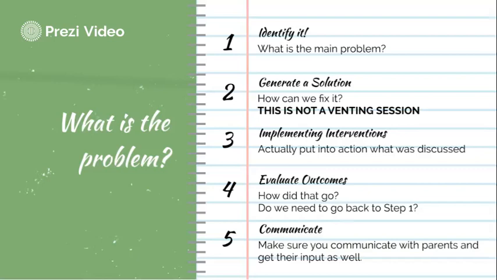Then we are going to implement intervention. So you're going to put into action what was discussed when you decided to generate a solution. Step 4 is to evaluate your outcomes. How did the implementation go? And do you need to go back to step 1? Make sure you communicate with parents and get their input as well.